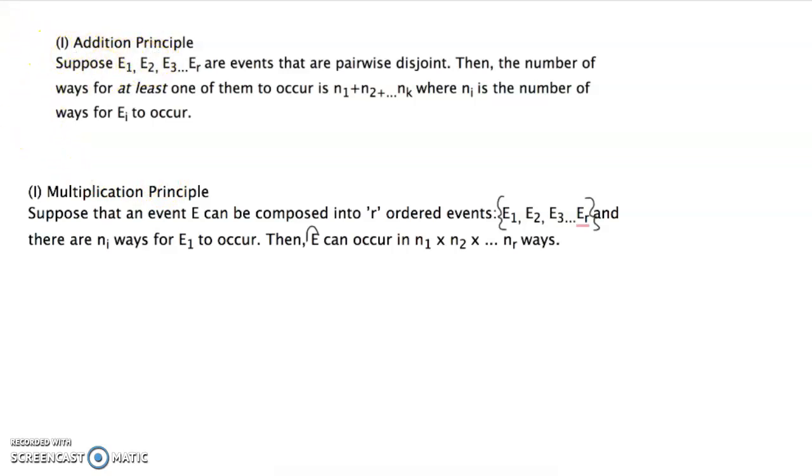Our first principle is the addition principle. Let's see what it has to say about the addition principle. Suppose E1, E2, E3, all the way to Ek are events that are pairwise disjoint. Then the number of ways for at least one of them to occur is N1 plus N2 all the way to Nk, where Ni is the number of ways for Ei to occur. Now, what does this mean? It means when you have these many events from E1 to Ek that are pairwise disjoint.